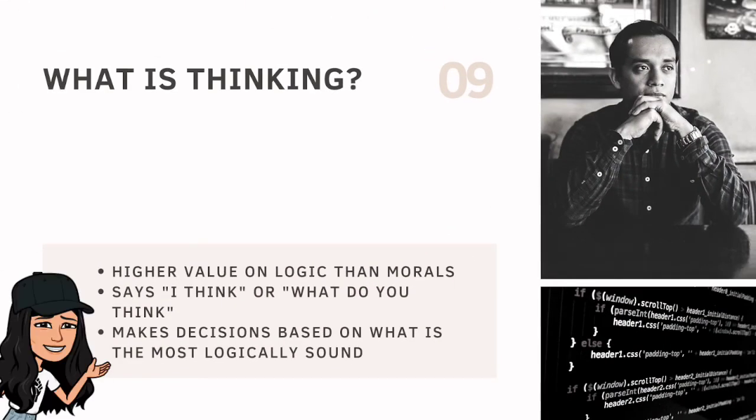In MBTI, the third letter is all about how you make decisions. Thinking, in this sense, refers to a preference to make logical judgments based on statistics, data, and reasoning.